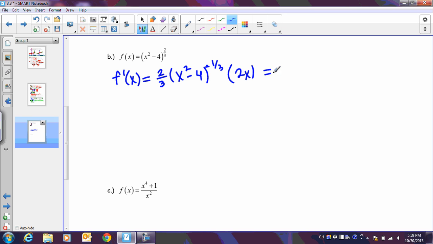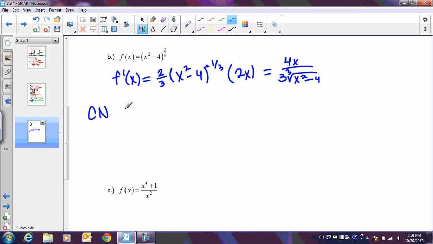All right, now I'm going to go ahead and simplify this one. 2 times 2x, that's a 4x on the top, and on the bottom I'm going to have a 3 and a cube root of x squared minus 4. The reason I'm going to do this is because I need to figure out what my critical numbers are. My critical numbers are where this function is 0, where it's undefined. Basically where the numerator is 0, where the denominator is 0.